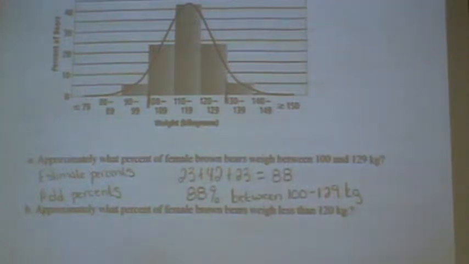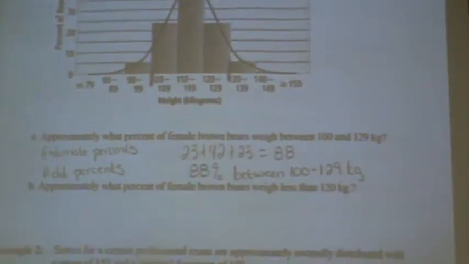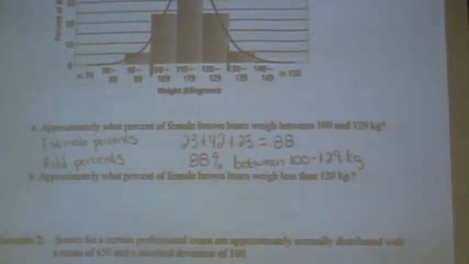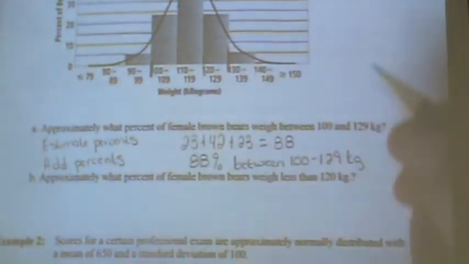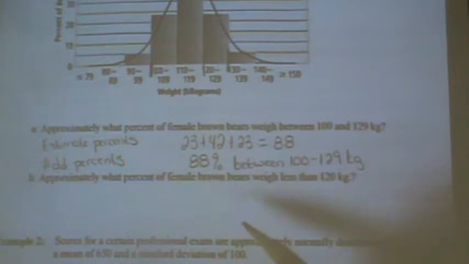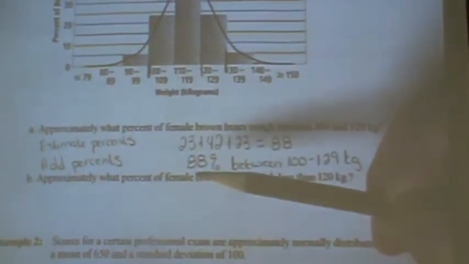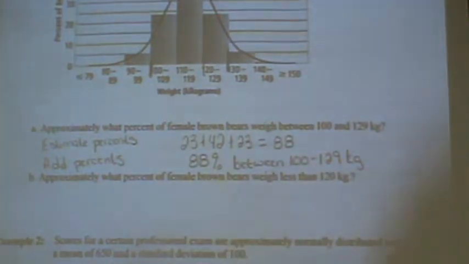Now, part B wants to know approximately what percent of female brown bears weigh less than 120 kilograms. So 120 kilograms is this bar right here. So we want to know what percent weigh less than that. So we're going to add all of these bars to the left. We're going to estimate our percents and then we're going to add them.